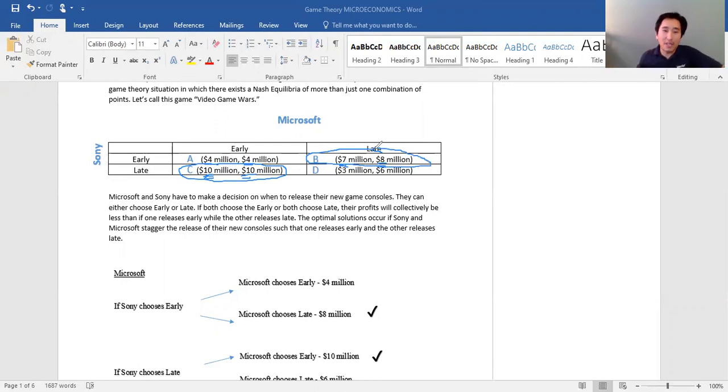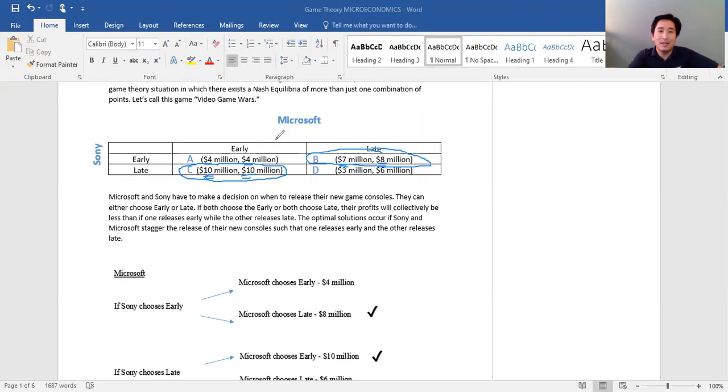In a dominant strategy equilibrium, there's no incentive to change regardless of what your opponent does, right? So if you choose to go low and your opponent has gone low, if your opponent chooses high, you have no incentive to switch your choice.